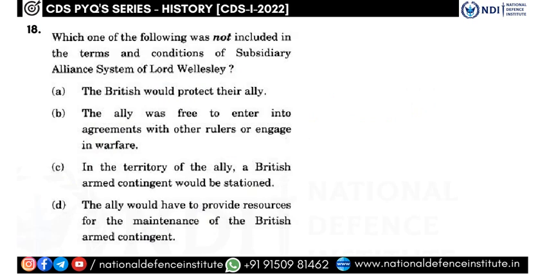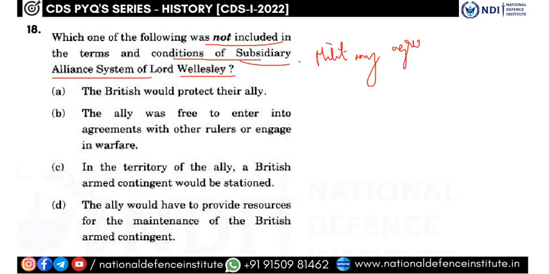Next, which one of the following was not included in the terms and conditions of the Subsidiary Alliance of Lord Wellesley? So what is the Subsidiary Alliance? Simple. It is a military agreement where, if any country signs a subsidiary agreement, the British will place their army in different parts of their country, and this army will help the local ruler safeguard their empire.